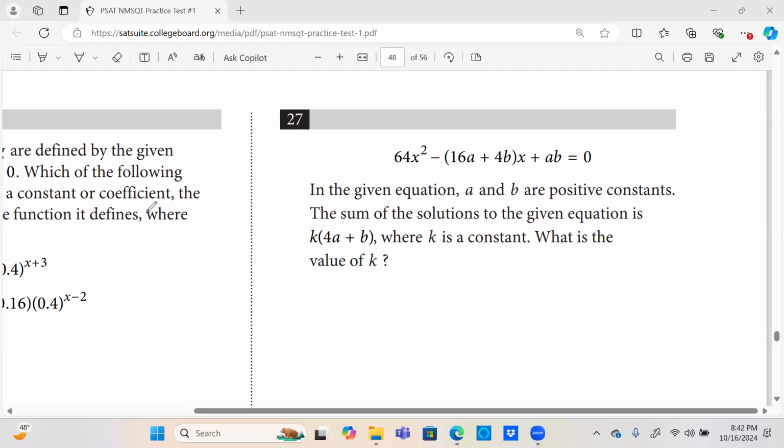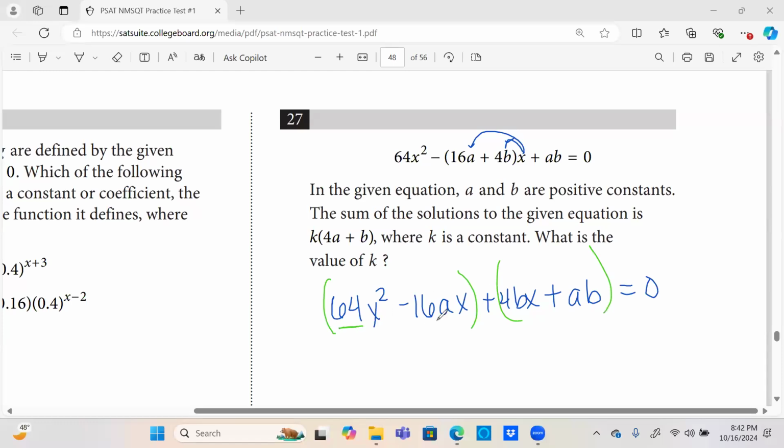I would be tempted to go ahead and distribute this x to have 64x squared minus 16ax plus 4bx plus ab equals 0. Now I'm going to see if it does us any good to factor by grouping. So the greatest common factor here would be 16. He has two x's, he has an x, so they have one x in common. 64 divided by 16 is 4. He would still have an x.